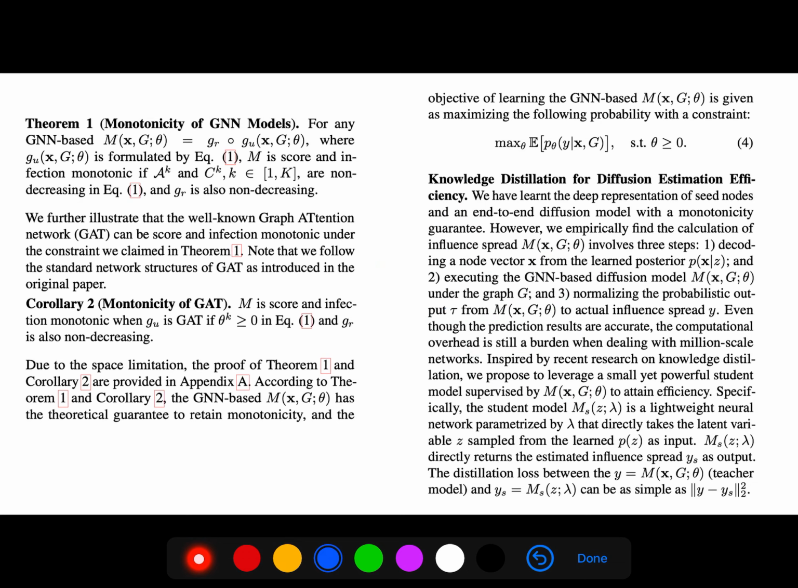Due to space limitations, we use knowledge distillation for diffusion estimation efficiency. We have learned the deep representation of seed nodes and an end-to-end diffusion model with monotonicity. However, we empirically find the calculation of influence spread involves 3 steps. First, decoding a node vector X from the learned posterior. Second, executing the GNN-based diffusion model under the graph. And third, normalizing the probabilistic output from M to actual influence spread. Even though the prediction results are accurate, the computational overhead is still a burden when dealing with million-scale networks. Inspired by recent research on knowledge distillation, we propose to leverage a small yet powerful student model supervised by M.